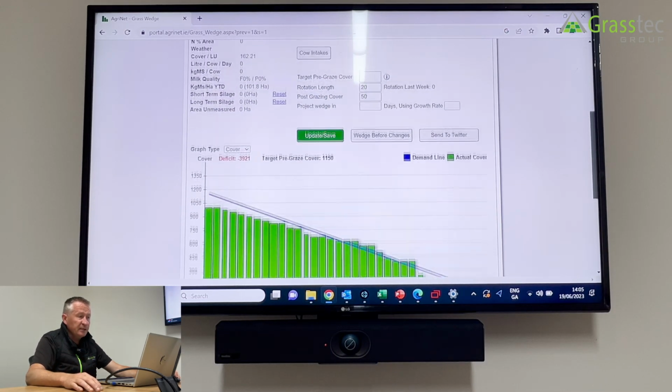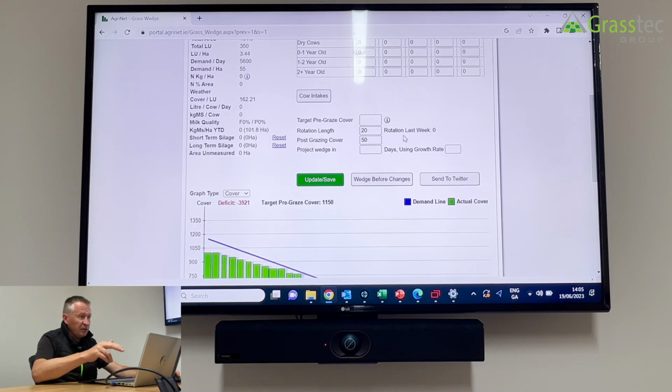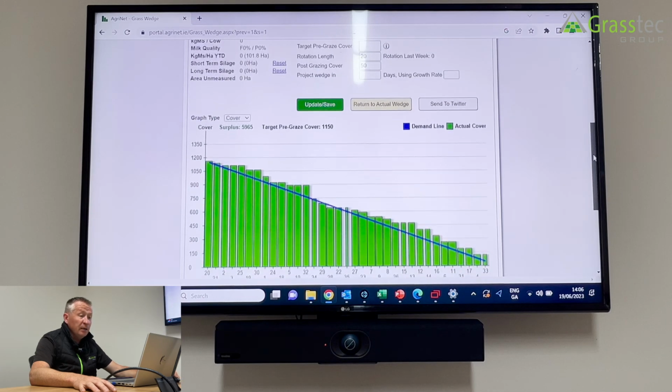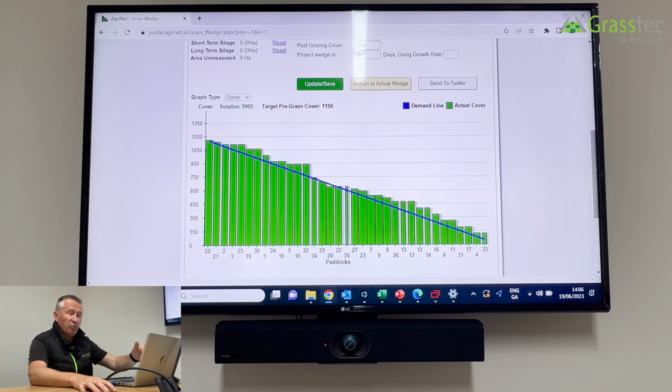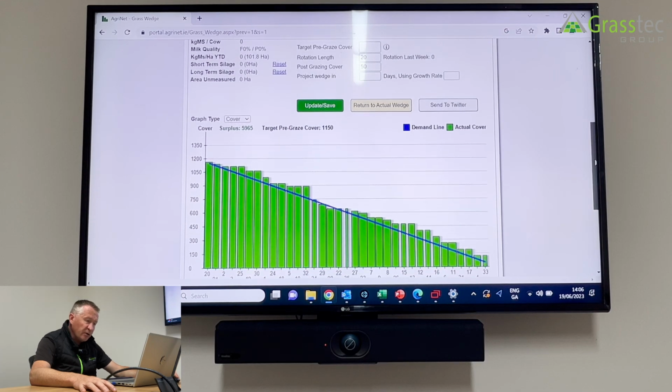Now, in this particular program in AgriNet, there is quite a useful tool here to project forward a week ahead, assuming a certain growth. So in this instance, I'm just going to put in here, project the wedge in 7 days using a growth rate of, again, we'll say 70. We're confident we're going to get a growth of 70. And now, update, save. So there you can see the projected wedge next week for when you go to measure.